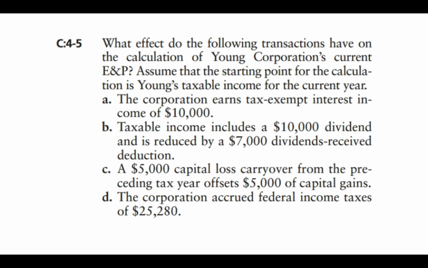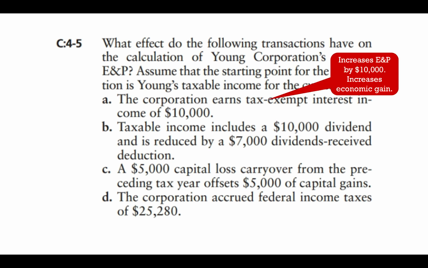We are economically better off because of that income, but was it included in taxable income? It was not. So we are going to add this back to taxable income to arrive at earnings and profits. So it'll increase earnings and profits by $10,000 because it increases economic gain.